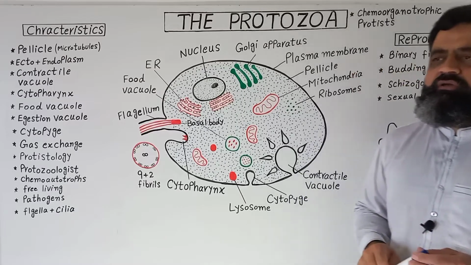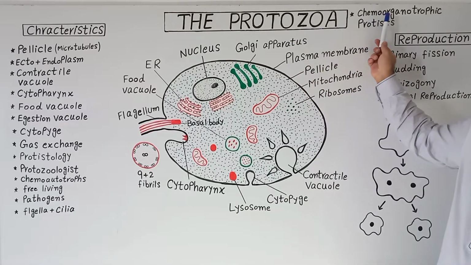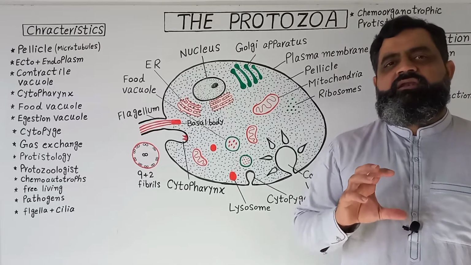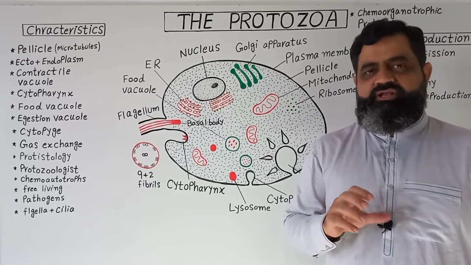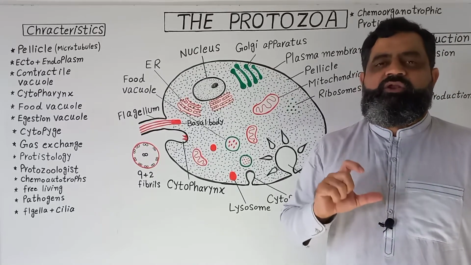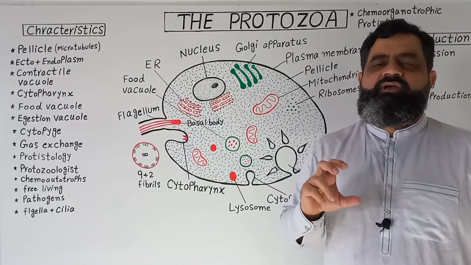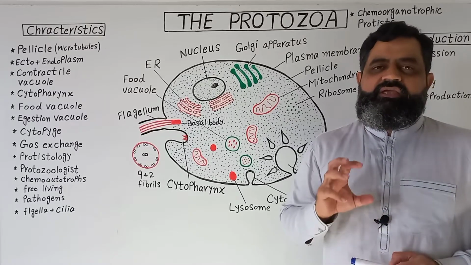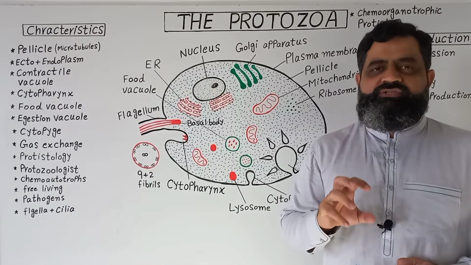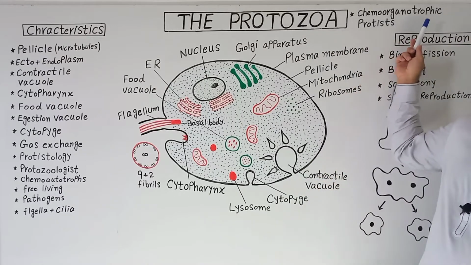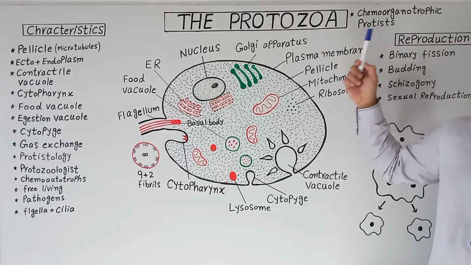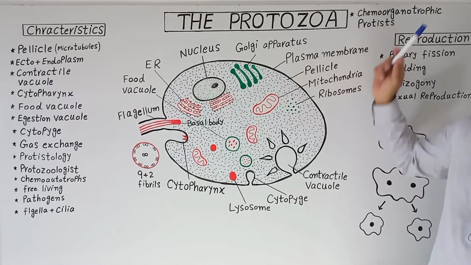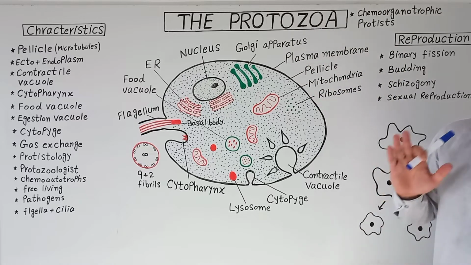So first of all, protozoans are also known as chemo-organotrophic protists. Chemo means they can synthesize their own food with the help of chemicals, like Euglena, and organo means they can obtain their food from organic detritus, which is decaying matter of animals and plants in the water. They obtain their food from those molecules. That is why these animals, the protozoa, are known as chemo-organotrophic protists.